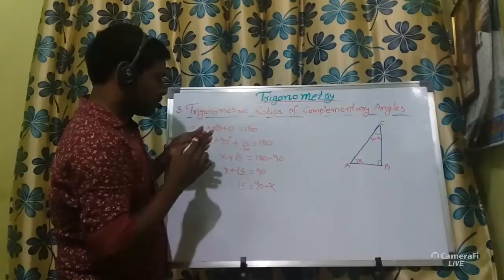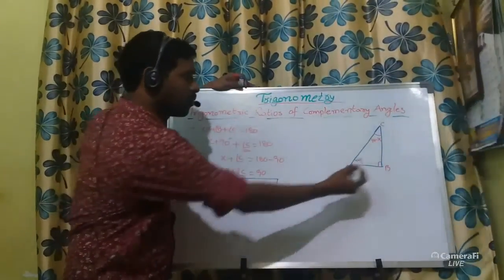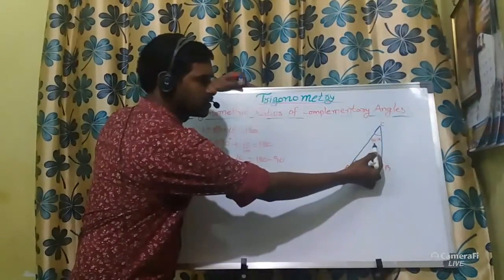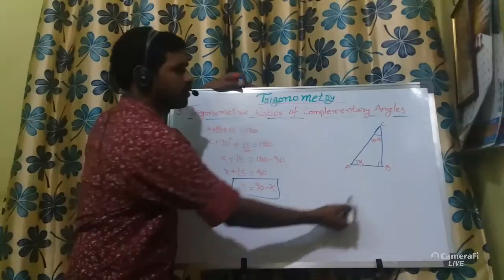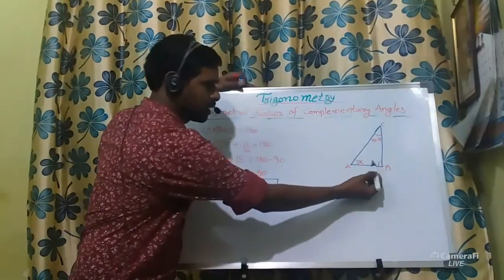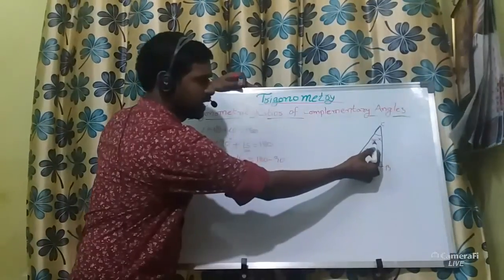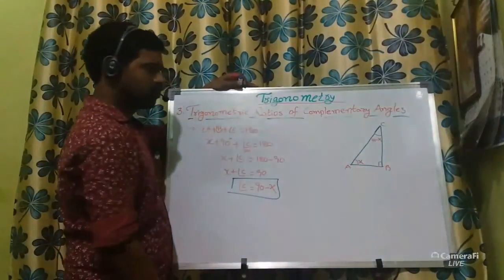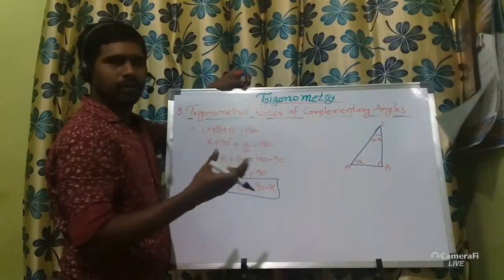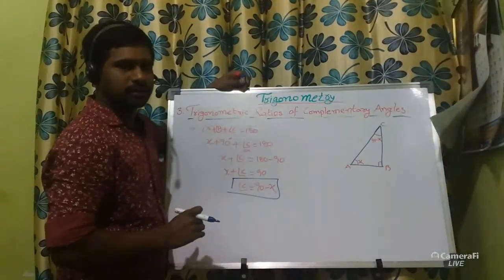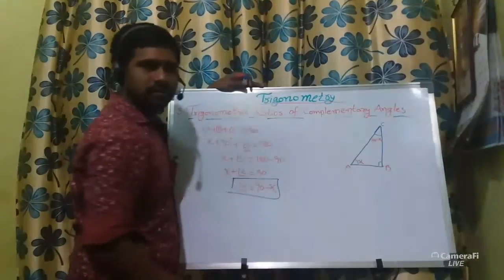So how did we get this answer? Angle C is equal to 90 minus x, because if you add 90 minus x and x, minus x and plus x cancel to 0, then 90 plus 90 is 180 degrees. So based on this, we have to find the ratios of the angles. Then we have to find them for 90 minus x.